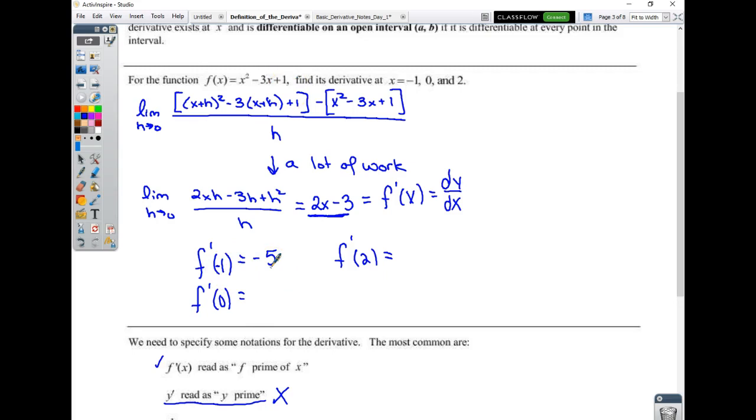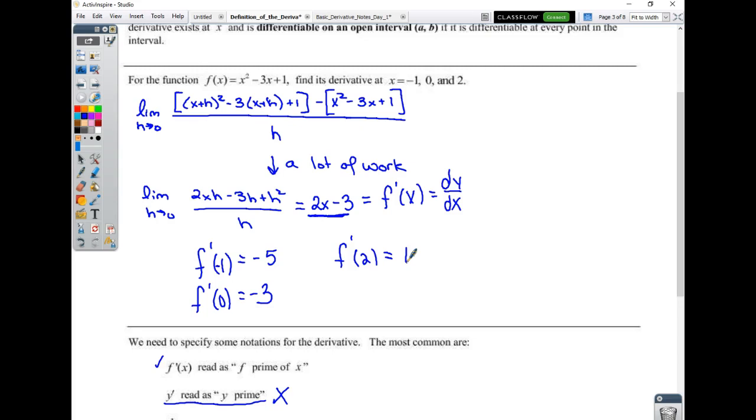The slope of the tangent line of f of x when x is 0 is negative 3. The slope of the tangent line of f of x at x equals 2 is exactly 1. Pretty cool.